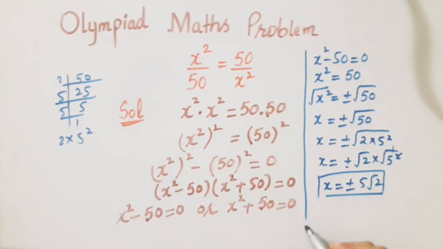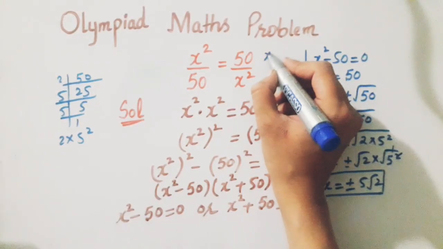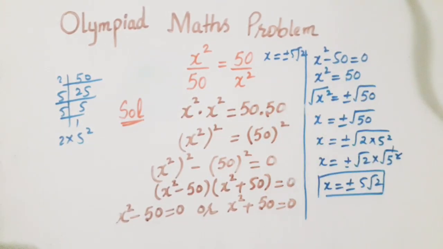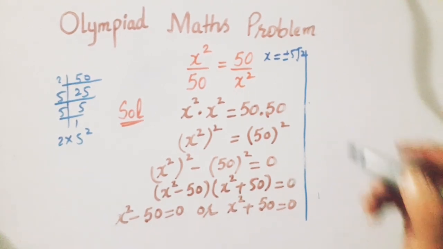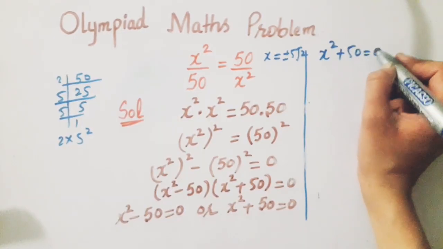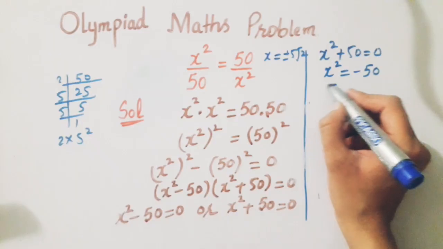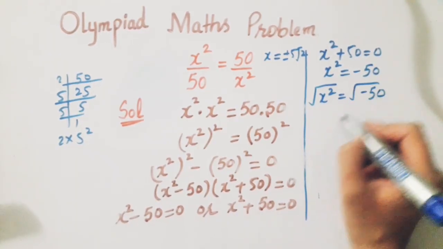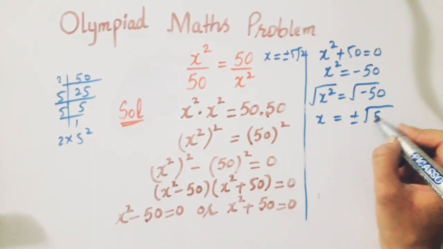Now we will solve for the other. We will write the solution here, that x equal plus minus 5 square root 2. Now we will solve this for the other one, that is x square plus 50 equals 0, which means that x square equals minus 50. Now again taking the square root on both sides, we get x equal plus minus square root minus 50.